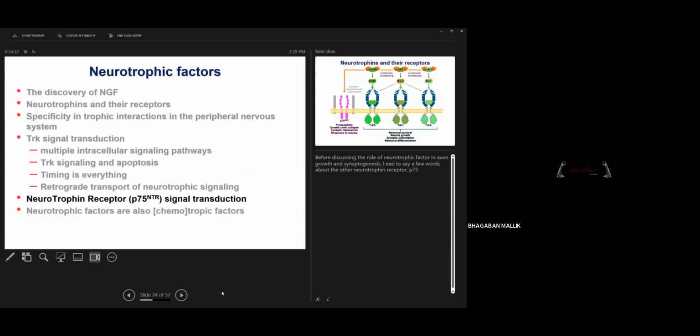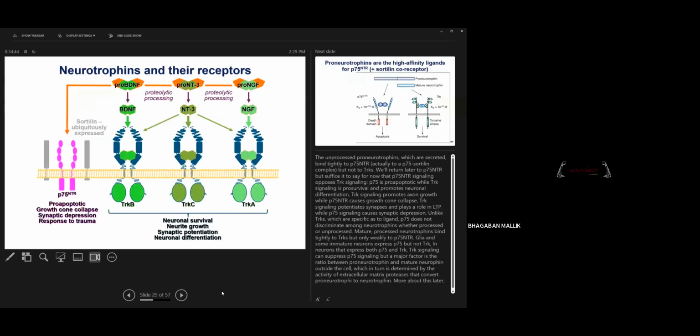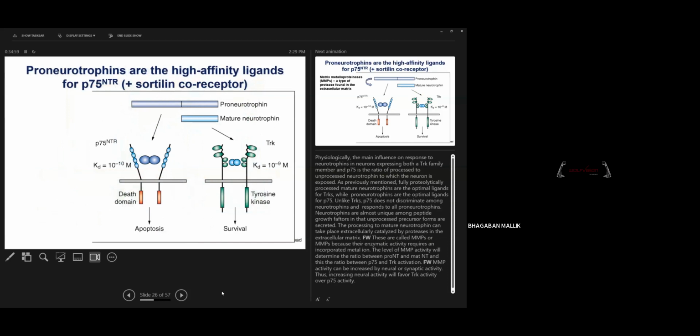So in the very beginning slide, I talked about another neurotrophin receptor, the P75NTR, and I did not highlight that. So this is the first slide where I talked about the neurotrophin receptor P75NTR. Basically, it binds to pro-neurotrophins like pro-BDNF, and their binding to P75NTR depends on the type of neurotrophins.